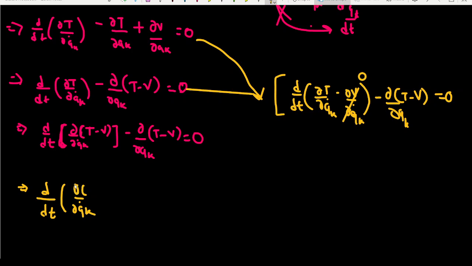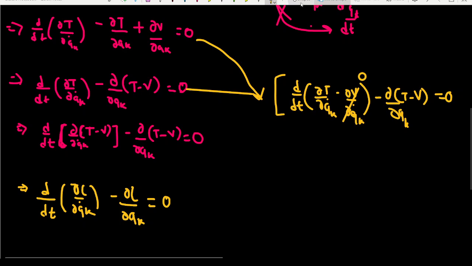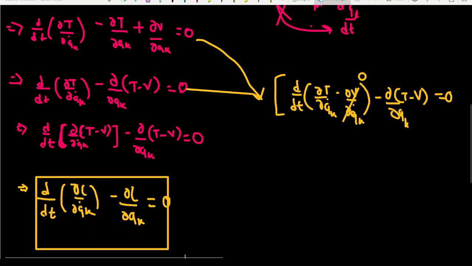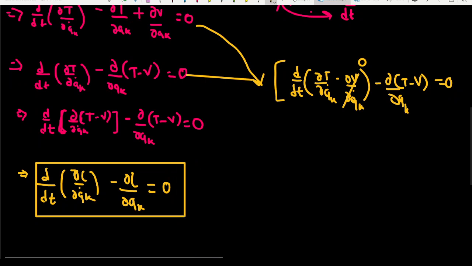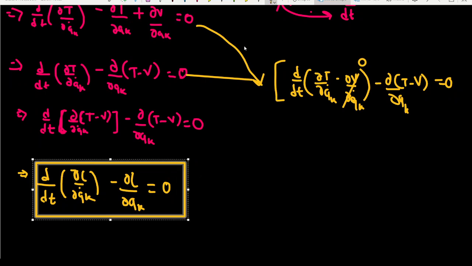So d by dt of del L by del q dot k minus del L divided by del qk is equal to 0. Now this is the way we derive this. This equation is only possible if the generalized force that you derived is from the gradient of the potential. If there is a non-conservative force, then this equation is not going to be correct generally. But if there is a velocity dependent potential, which I will discuss in the next one to two videos, we can also write our Lagrange equation in this form, but this will be confusing here, so I prefer you leave it for our future videos.